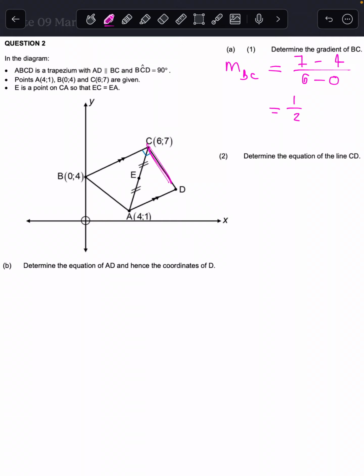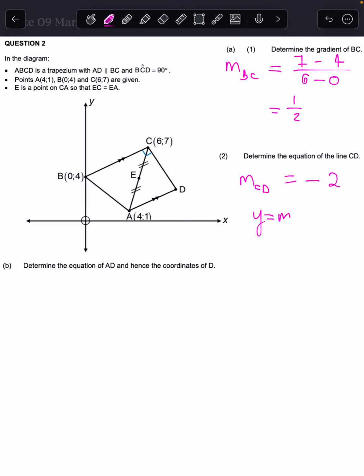CD, so this guy, okay. So we just have 1 point on that line, but we can use the fact that these two lines are perpendicular to figure out the gradient of CD, because we now have the gradient of BC. So the gradient of CD will be the negated reciprocal of this guy. So it'll be a negative number and 2 over 1, which is just 2. So the gradient of CD is negative 2.